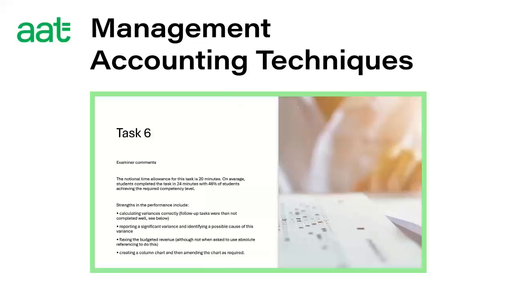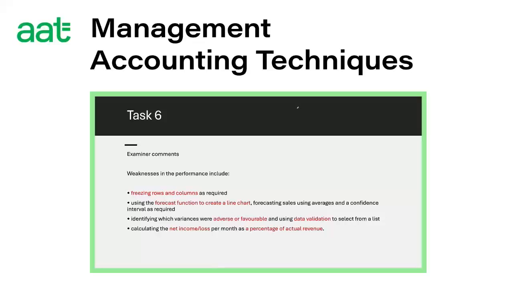Task 6 is pretty similar. It is to do with budgeting, but variances included as well. And it's also got spreadsheets. Okay, so you've got to be careful and read the task carefully. Where are the weak areas? Well, freezing rows and columns. Make sure you know how to do that. Using the forecast function to create a line chart. How to identify adverse or favorable variances.